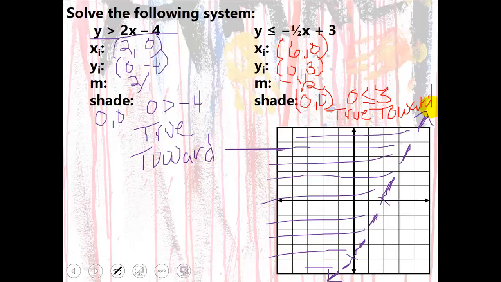So (6, 0) is off my graph. I'm going to pick up with (0, 3) and use my slope of negative 1/2. It's down 1 over 2, down 1 over 2. I'm going to go up 1 over 2, up 1 over 2, and this should be a solid line.